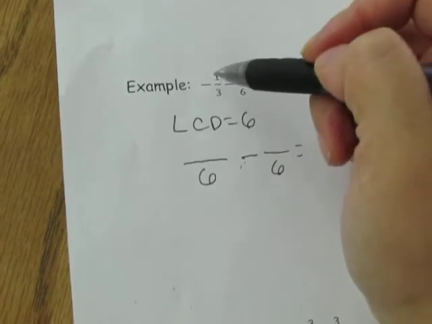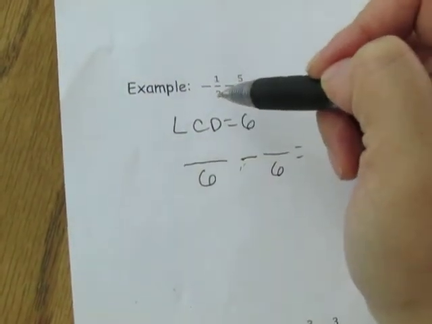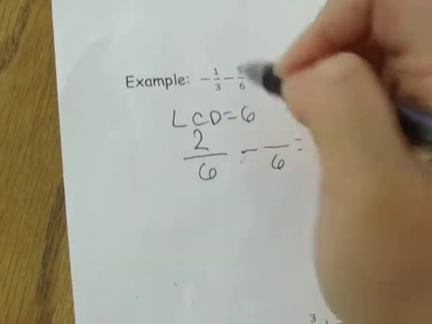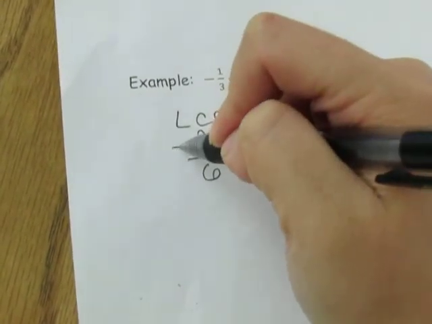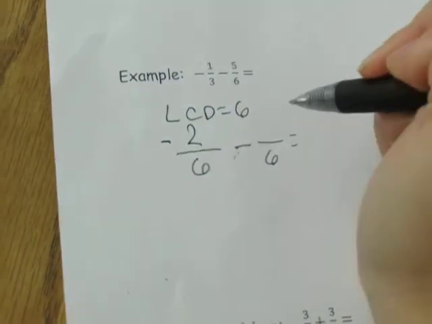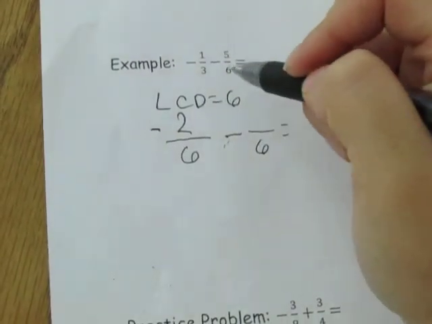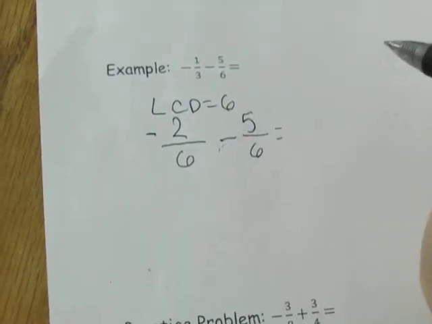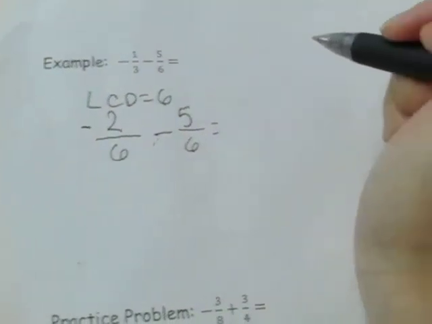Let's look at my negative 1/3 first. 3 goes into 6 2 times, and then 2 times 1 is 2. So negative 1/3 is the same as negative 2 over 6. Since 5 over 6 already has a denominator of 6, I can just leave that. So it should be negative 2 over 6 minus 5 over 6.